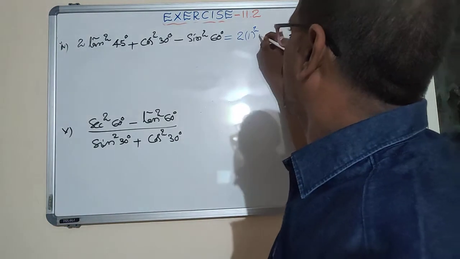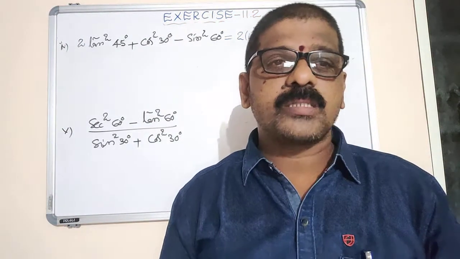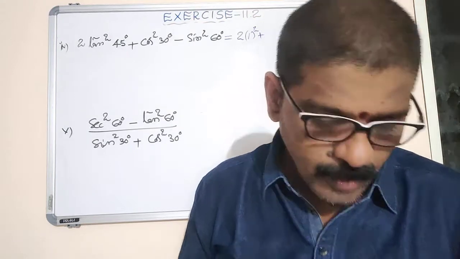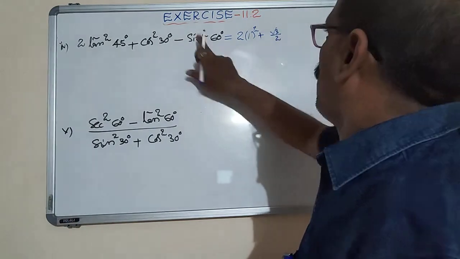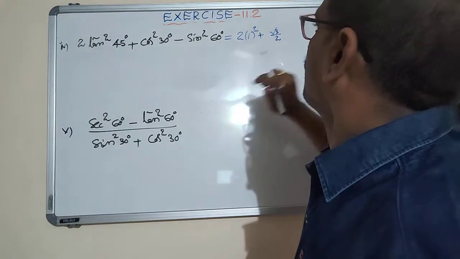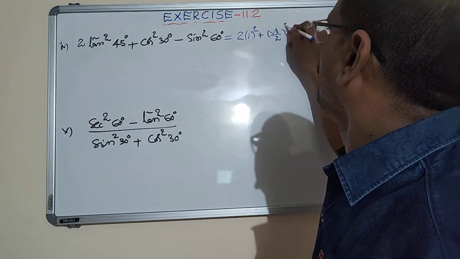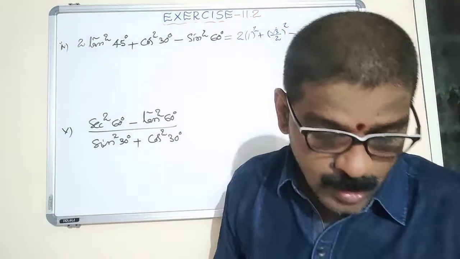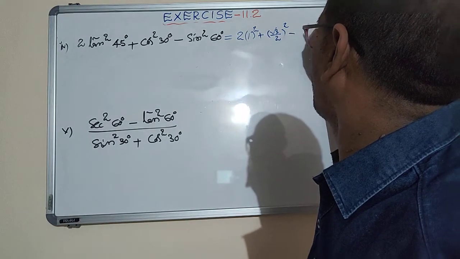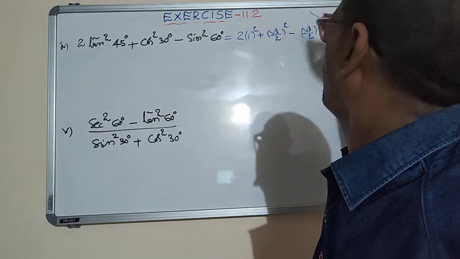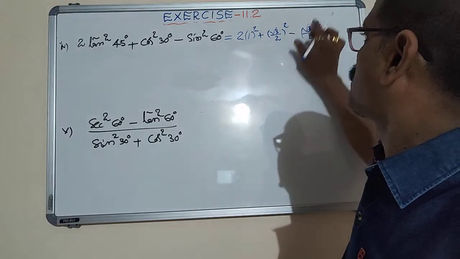The sign is plus cos 30. What is the value of cos 30? Cos 30 value is root 3 by 2. Root 3 by 2 whole square. Cos square 30 is root 3 by 2 whole square, minus sin square 60. That means we have to find the sin 60 value, which is root 3 by 2 whole square. Clear? So we have to do root 3 by 2 whole square minus root 3 by 2 whole square.